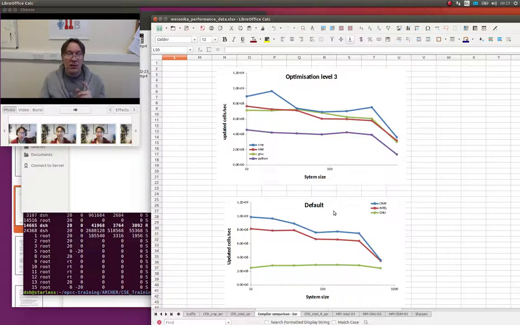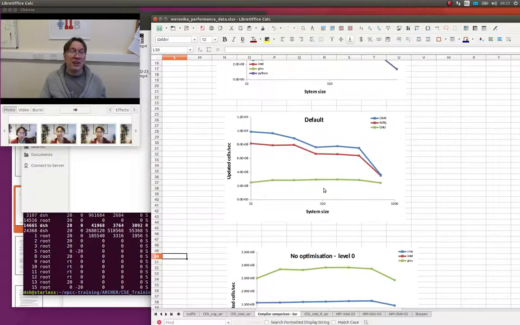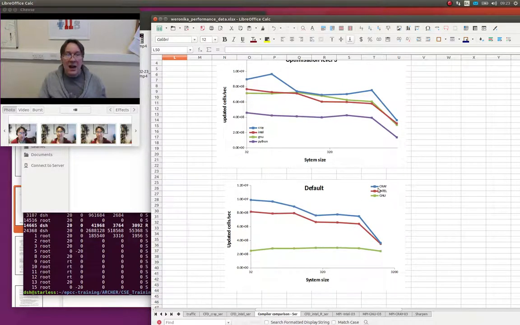So the first most important thing here is to show that no optimization and default optimization are really relative terms, they're compiler dependent. If you turn the optimization up high enough, then all the compilers are very much the same. But what you might notice is that at very large system sizes, no matter what compiler you use, Cray, Intel, or GNU, no matter what optimization level you use, you get something here round about three or four hundred million array updates per second.